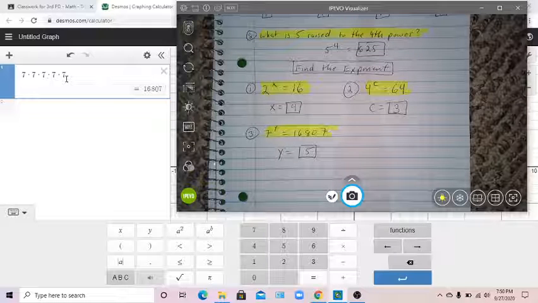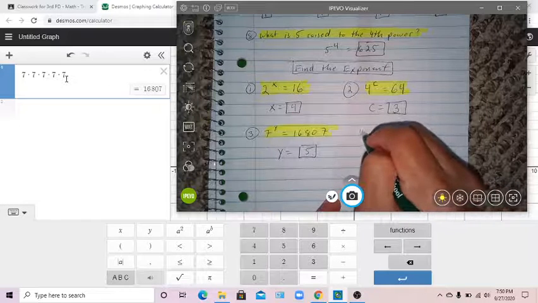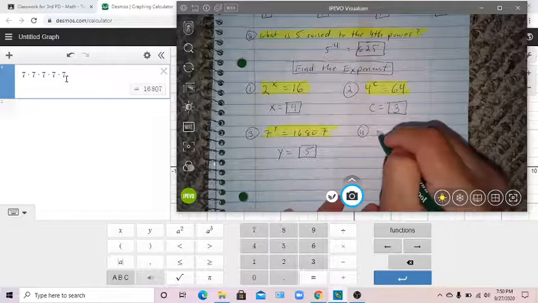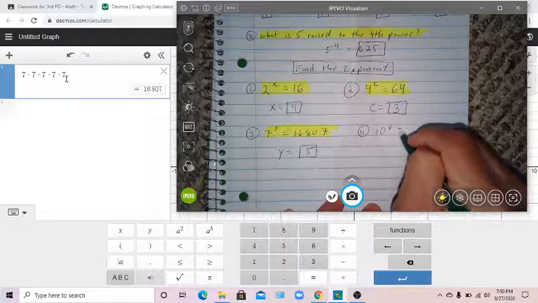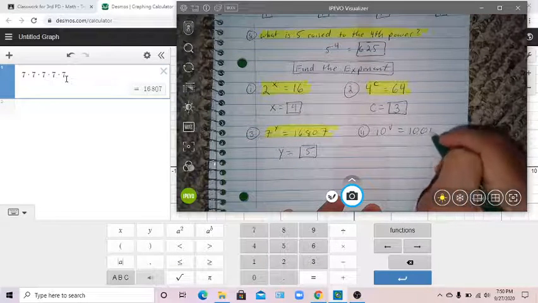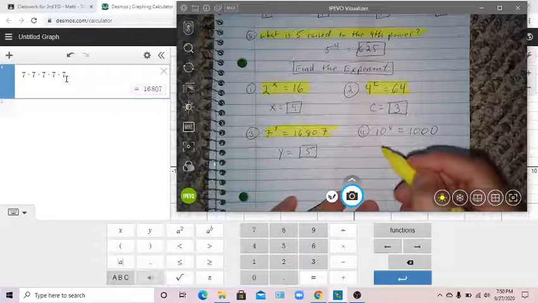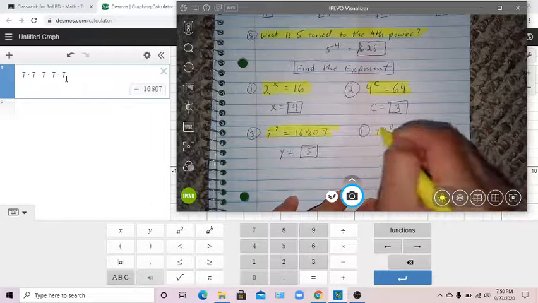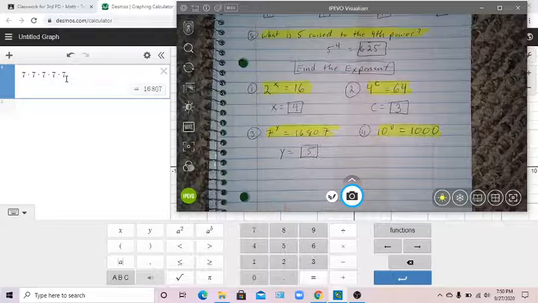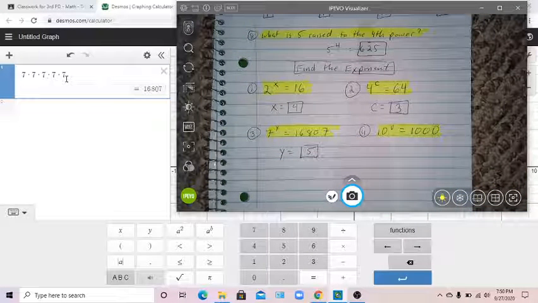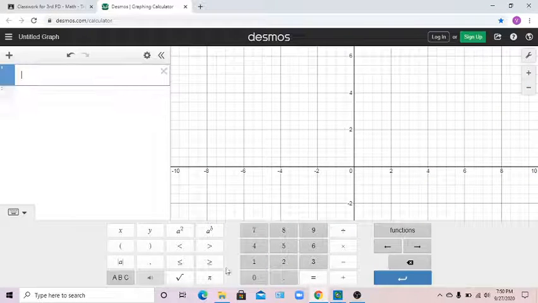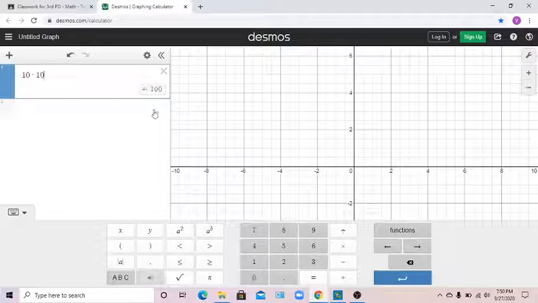Let's do a few more with 10 as the base. Number 4: 10 to the v power equals 1,000. So I'm looking for 1,000, and my base is 10. Let's go ahead and X out of this. 10 times 10, there's 100. I'm looking for 1,000. I'm looking for 3 zeros.